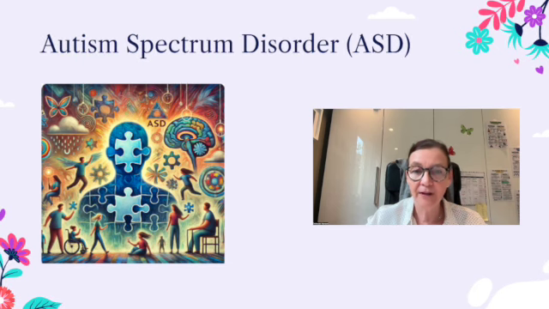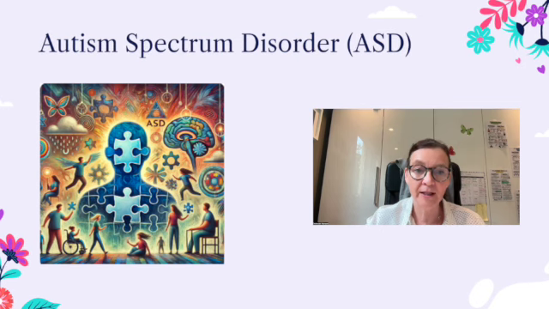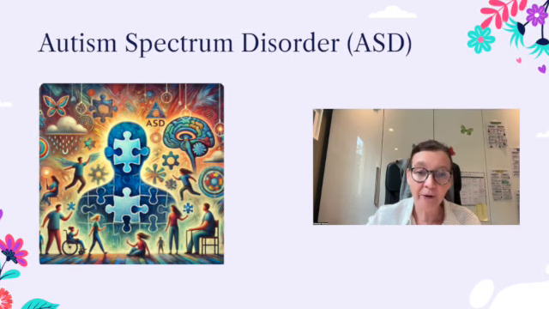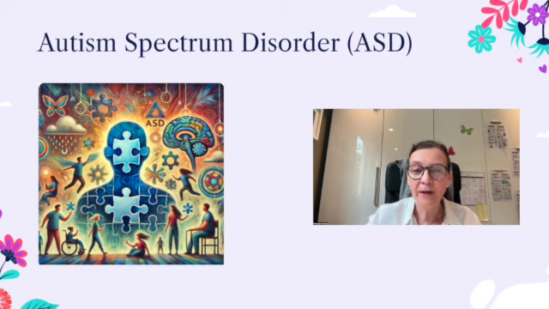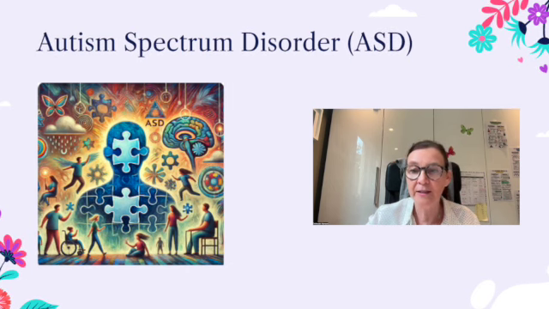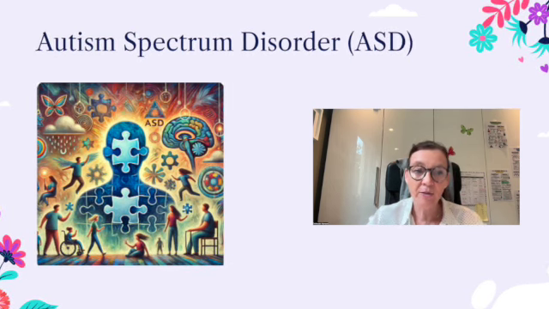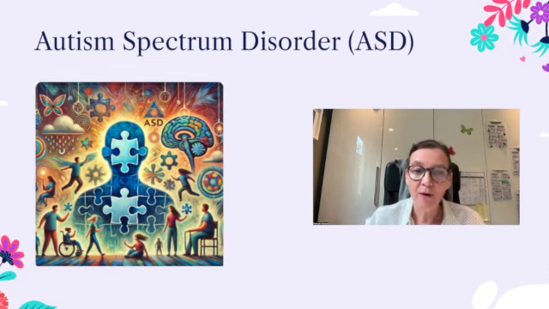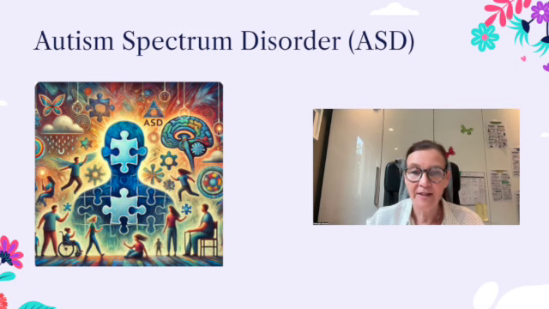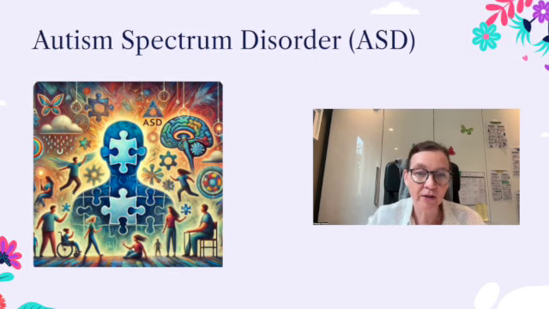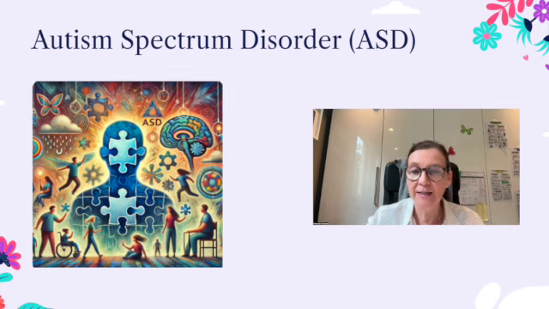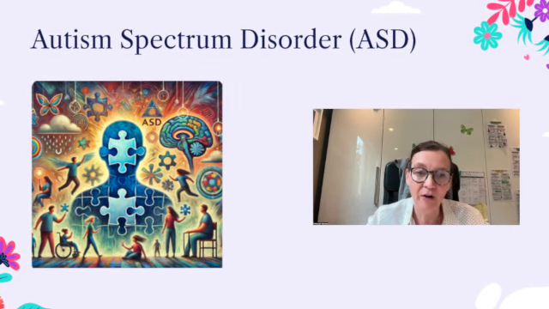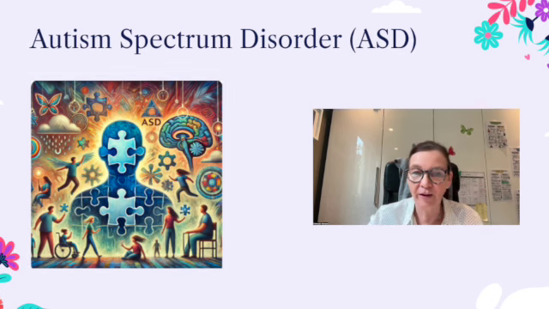The next one is restricted and repetitive behaviors, such as engaging in fixed interests, repetitive movements, or strong preferences for routines. For example, someone might flap their hands, repeat phrases, or become distressed if their daily routine changes. And the last one is sensory sensitivities. Some individuals may be over or under reactive to sensory input like loud noises, bright lights, or certain textures. For example, a child with ASD might cover their ears in a noisy environment or dislike the feeling of certain fabrics.